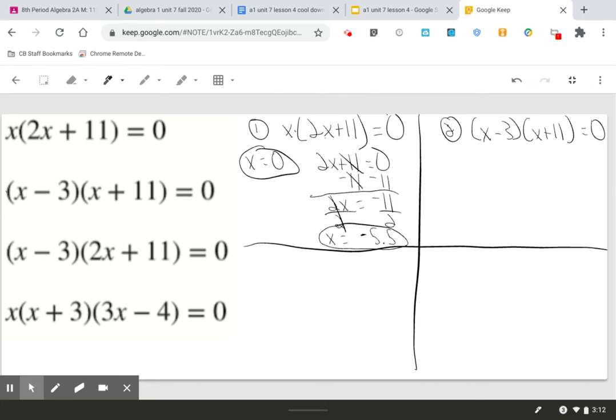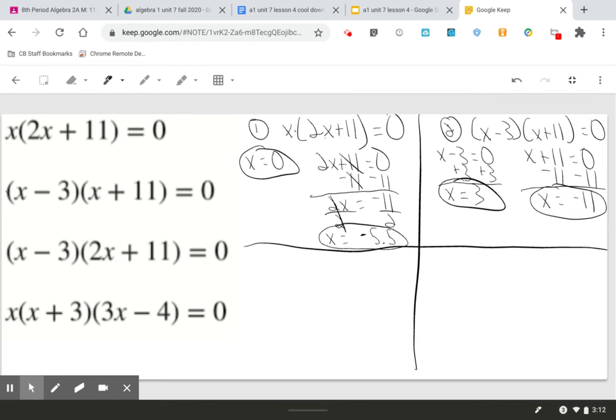For the second one here, x minus 3 times x plus 11, I can do the same thing. So I can take each factor, set each factor equal to 0, and solve for x. So for the first one here, for x minus 3, all I need to do to solve for x is to add 3 to both sides. And I get 0 plus 3, so x equals 3. And the second one, I can once again subtract 11 from both sides, and I get x equals negative 11.